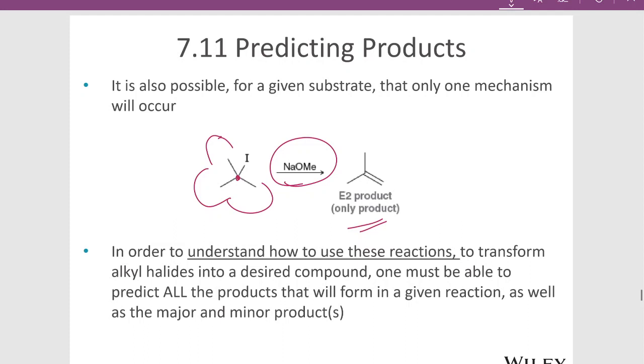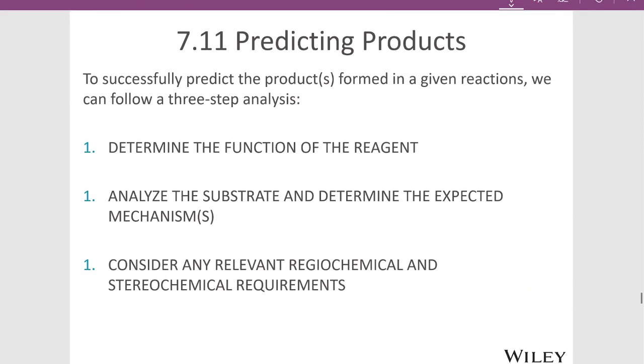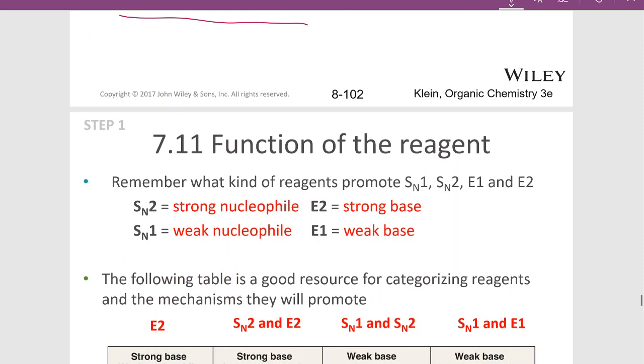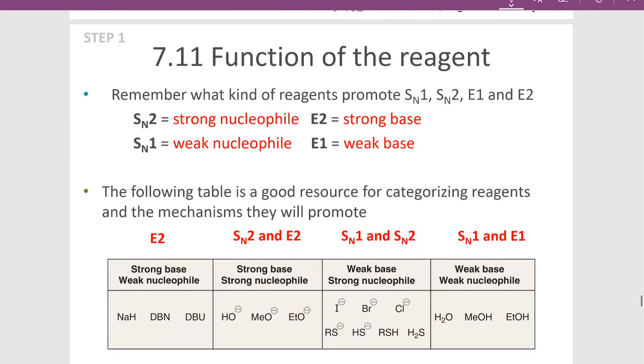In order to understand how these reactions work and to predict the products, we're going to have to take into account all of the factors for our reaction. In order to do that, we need to determine the function of the reagent. We need to analyze the substrate to see what features it has in order to determine the expected mechanism that it can undergo. And then consider any relevant regiochemical and stereochemical outcomes that are possible. So let's first look at the reagent here.